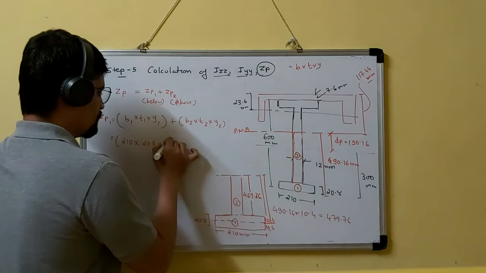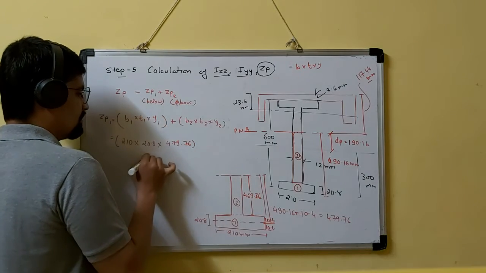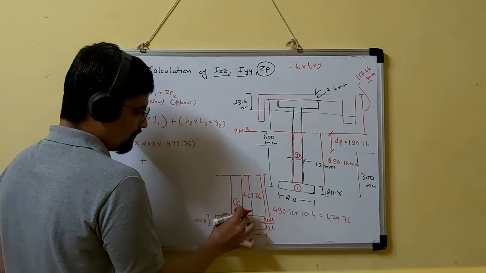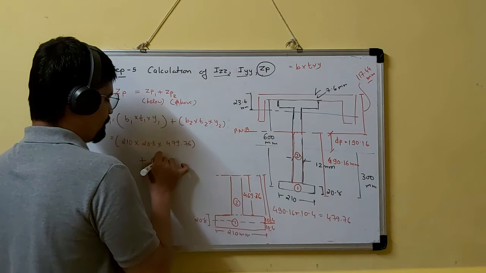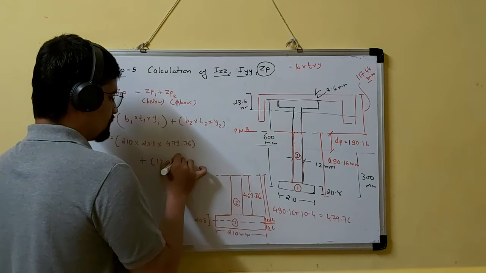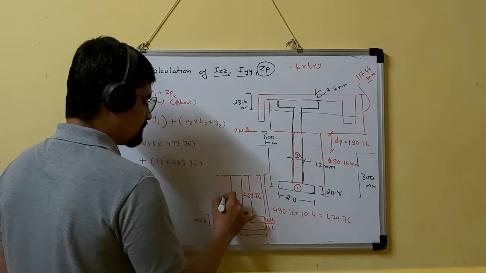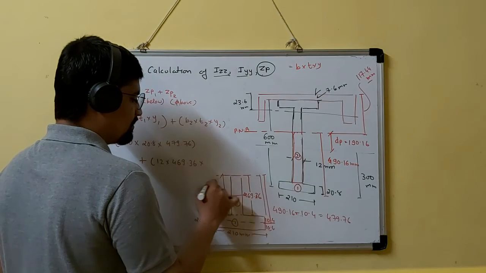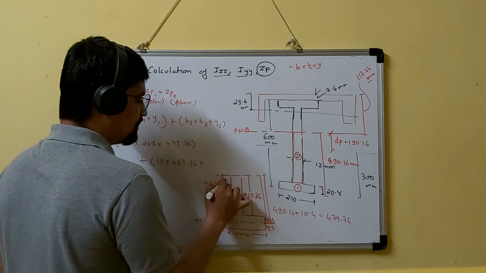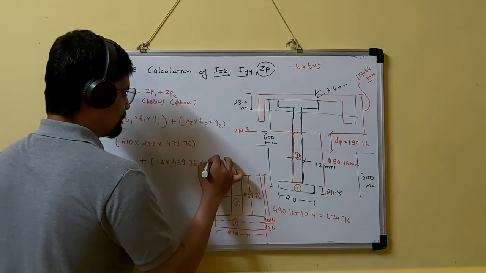So here 479.76 plus B2. B2 means this portion, width is 12 mm, the thickness of the web, height 469.36, into Y2. Y2 means CG to here, so it will be 469.36 divided by 2. What is the value of that? 469.36 divided by 2 is 234.68.